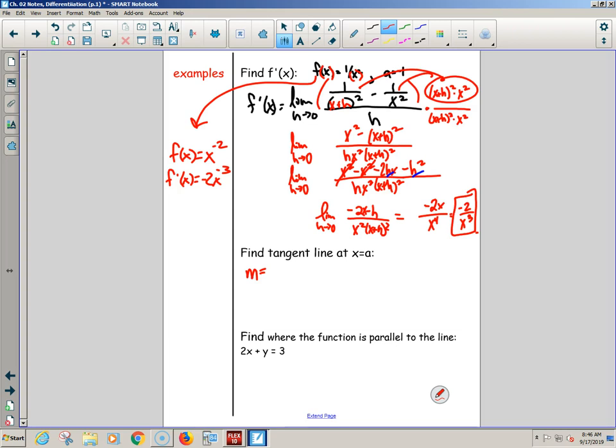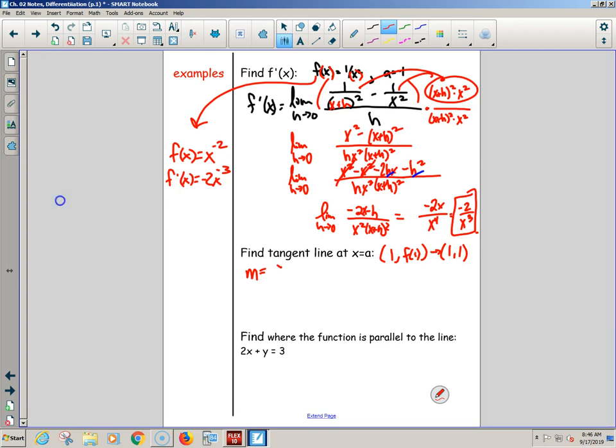Although, don't we need a slope and an x1 and a y1? So when it says at x equals a, we know that x equals 1. How am I going to find my y? Plug it in, f of 1. So isn't that going to be the same thing as 1 and, what's 1 over 1 squared? 1. So I have my x1, I have my y1 by plugging into my function.